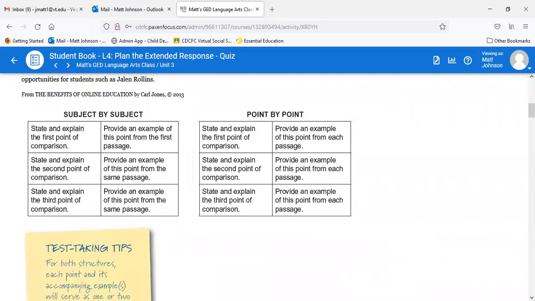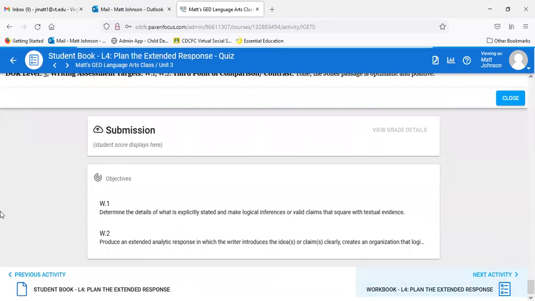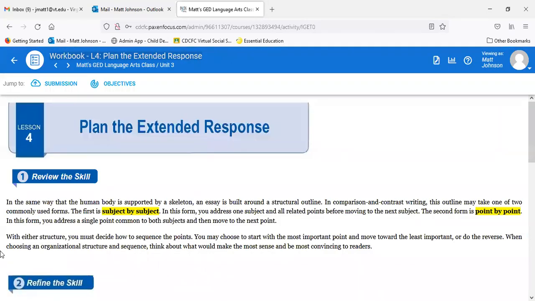Okay, and now we go to the workbook, where it's going to be fairly similar. So in the same way that the human body is supported by a skeleton, an essay is built around a structural outline. It's a great way to think about it, right? You build a framework, just like a house has a frame, just like buildings have a steel frame and things like that. You build your essay around a framework.